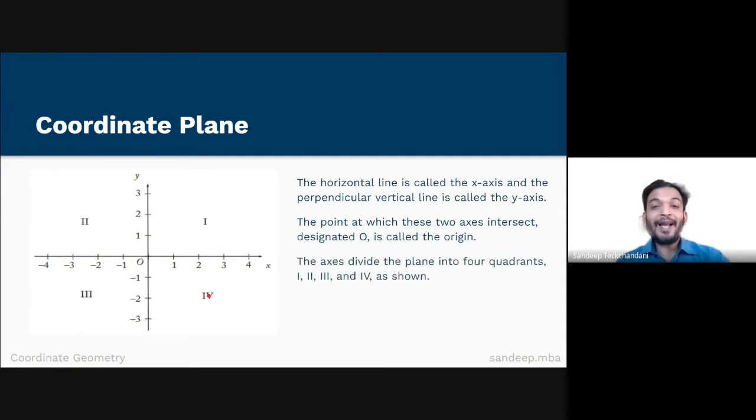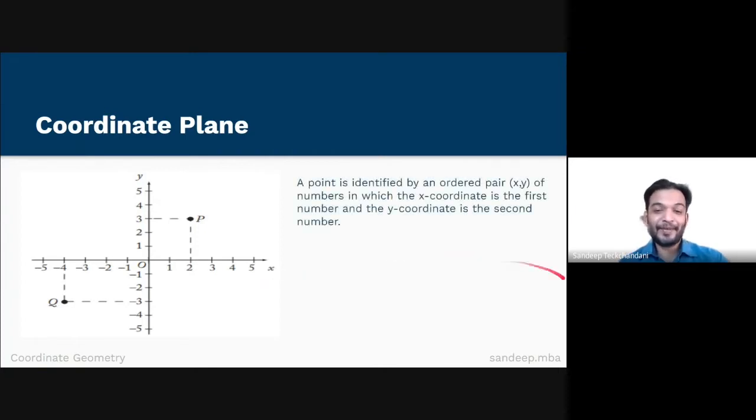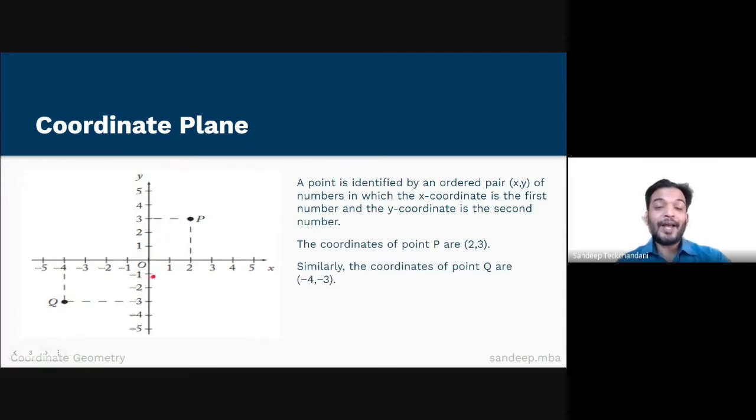Each point in the plane has an x coordinate and a y coordinate. A point is identified by an ordered pair of numbers in which the x coordinate is the first number and the y coordinate is the second number. For example, in the graph shown, the xy coordinates of point P are 2, 3. Similarly, the xy coordinates of point Q are -4, -3. The origin has coordinates 0, 0.